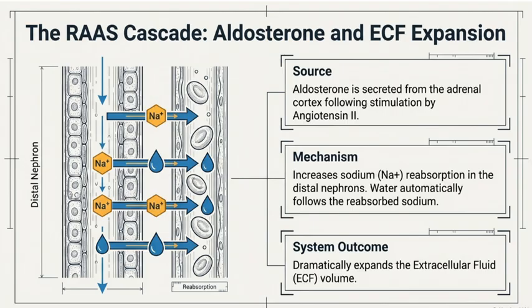Now comes aldosterone, the volume expander. It is released from the adrenal cortex under angiotensin 2 stimulation. Its action is to increase sodium reabsorption in the distal nephron. Water follows the sodium. This leads to increased intravascular volume and increased extracellular fluid volume.